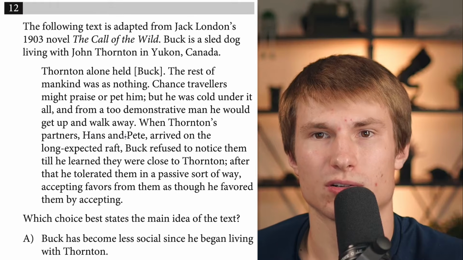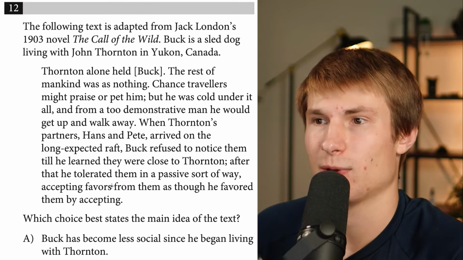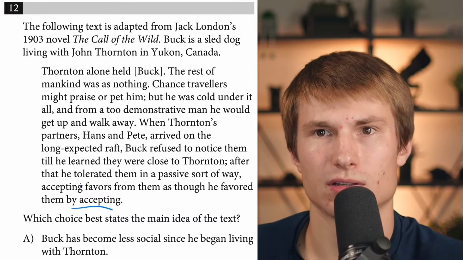When Thornton's partners, Hans and Pete, arrived on the long-expected raft, Buck refused to notice them until he learned they were close to Thornton. After that, he tolerated them in a passive sort of way, accepting favors from them as though he favored them by accepting. Which choice best states the main idea of the text?